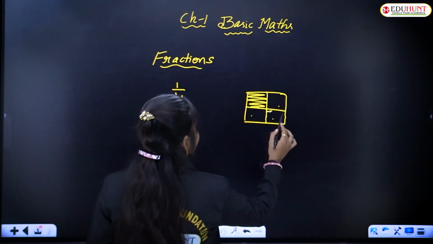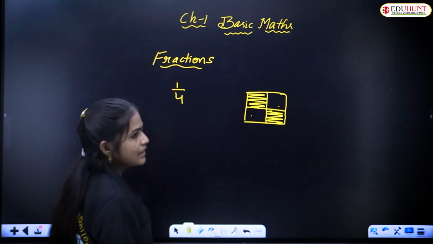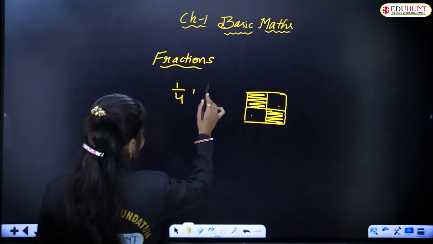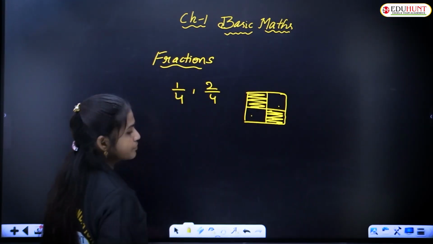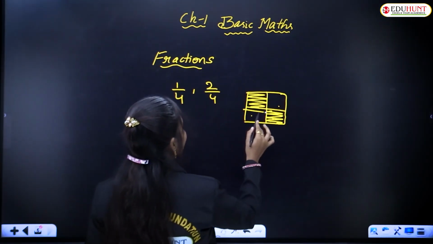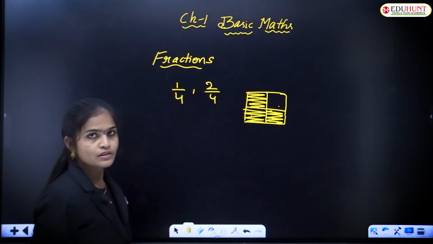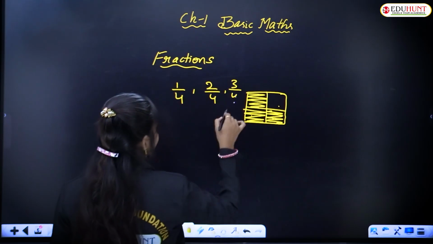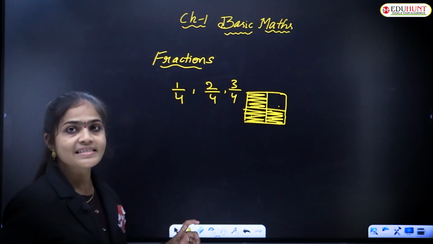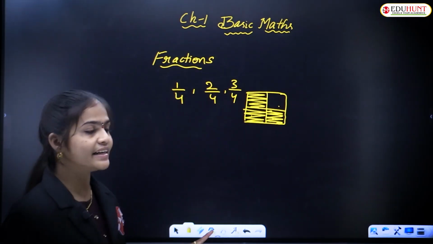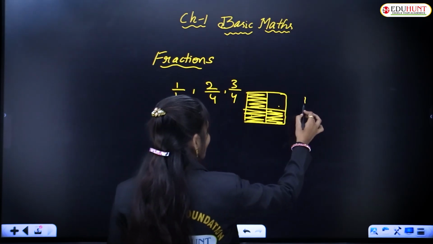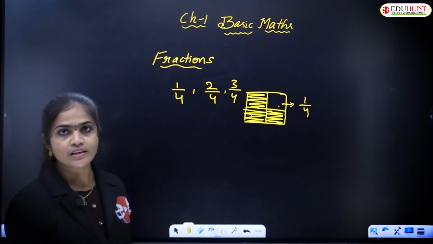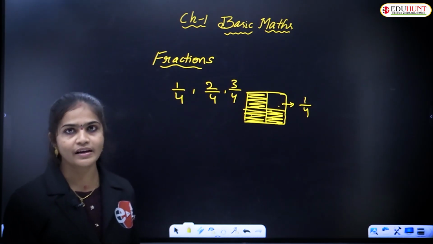See here, again I want to shade another part. How many parts are shaded here? 2 parts. So we can write this as 2 by 4. And here I shade another part. How many parts are shaded? 3 by 4 parts are shaded. How much part is not shaded, or unshaded? Only 1/4 of the part is unshaded. Okay children, this is the way you have to write fractions.